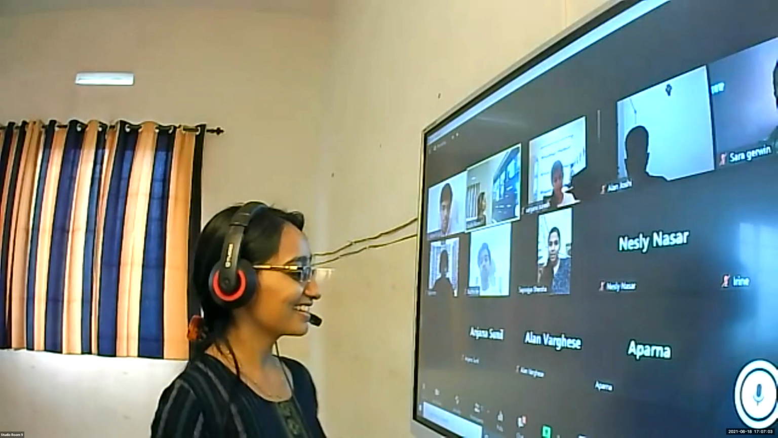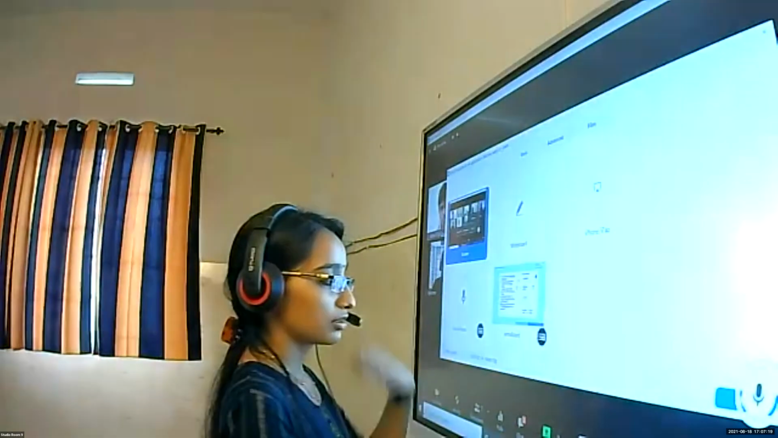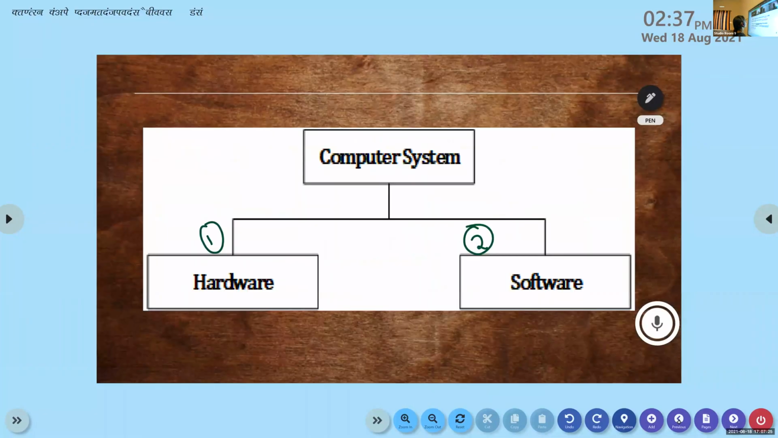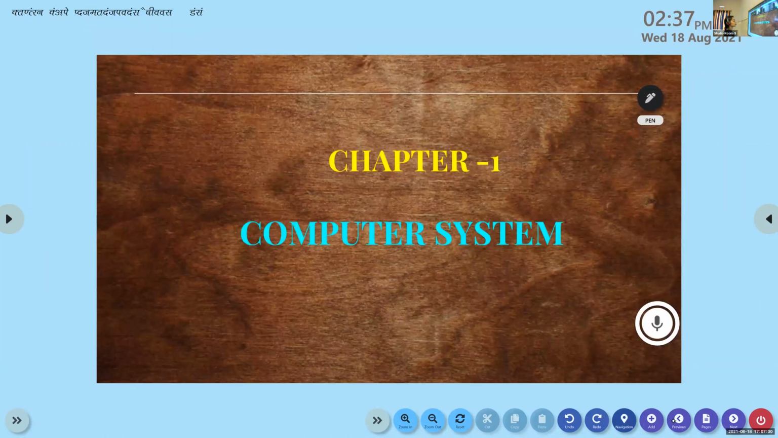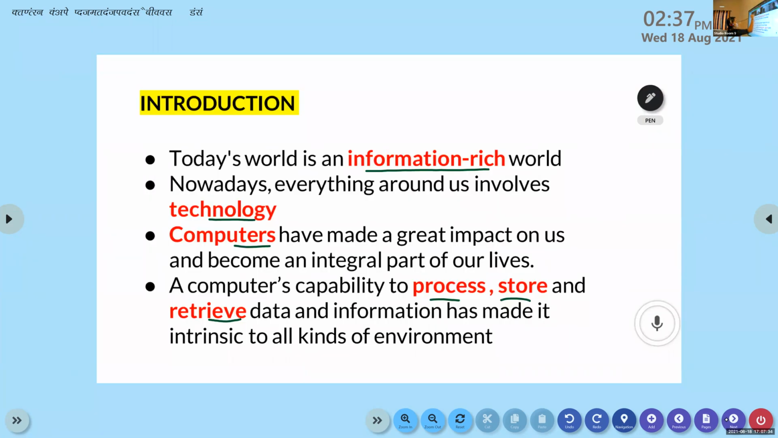Okay, done, isn't it? Let's rewind the topics that we have learned so that I can ask the question. So our chapter is about computer system. In this chapter we were learning about the basic things regarding a computer. Nowadays, our world is an information rich world, isn't it? Everywhere we can see technology in everything, right?